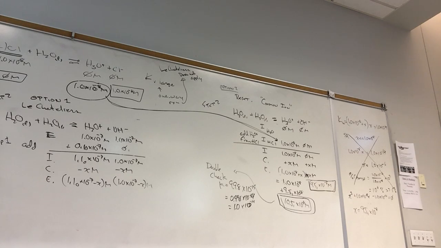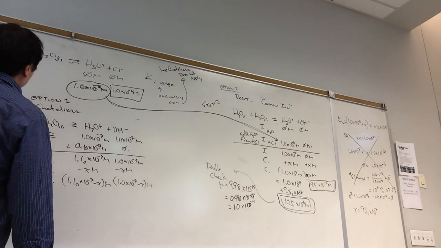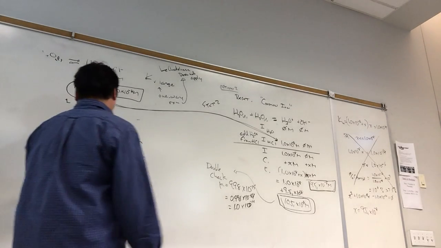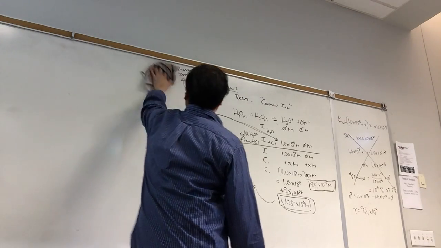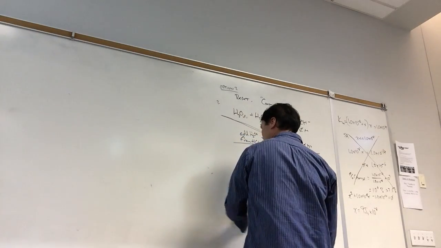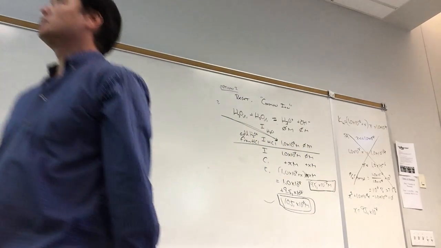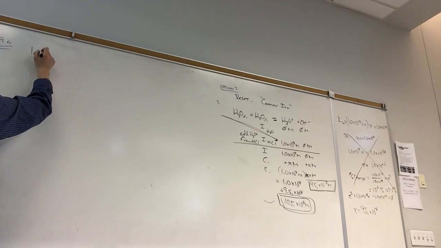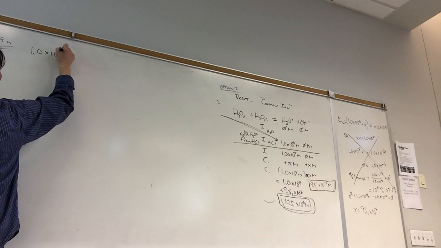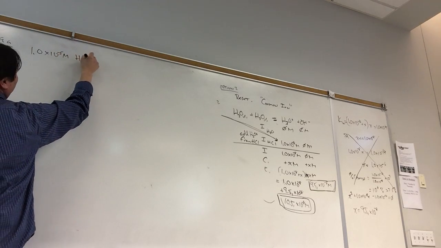A, hydrocyanic acid? Okay, let's do that. Easier. We'll do bases in a minute. But we're going to do A. Determine the pH of 1.0 times 10 to the minus 5 molar HCN. So this is number 89A.